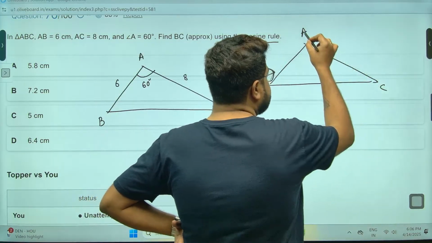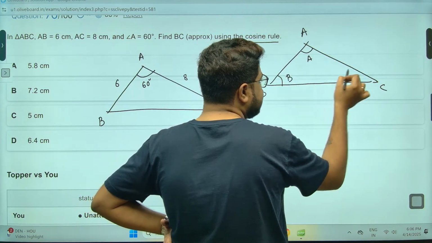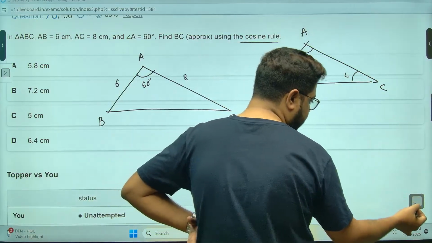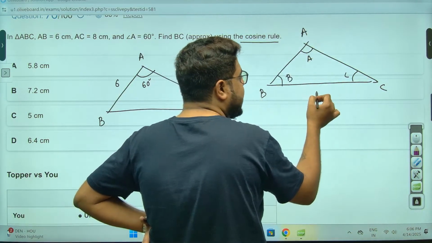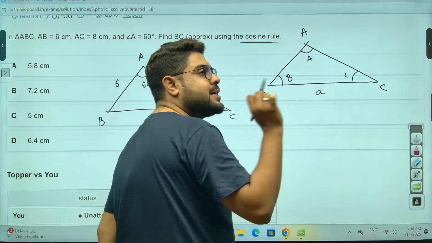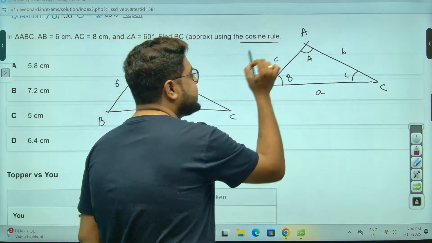okay, fine. Generally this angle is called A, this angle is called B, this angle is called C. This is called properties of triangle actually. Now opposite to angle A, we call the length of this side small a. And this one, sir, we call it b. This one, sir, we call it c.